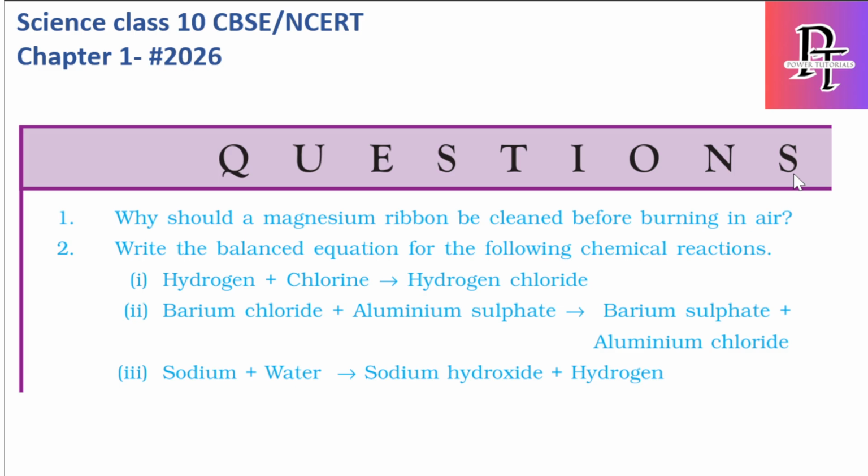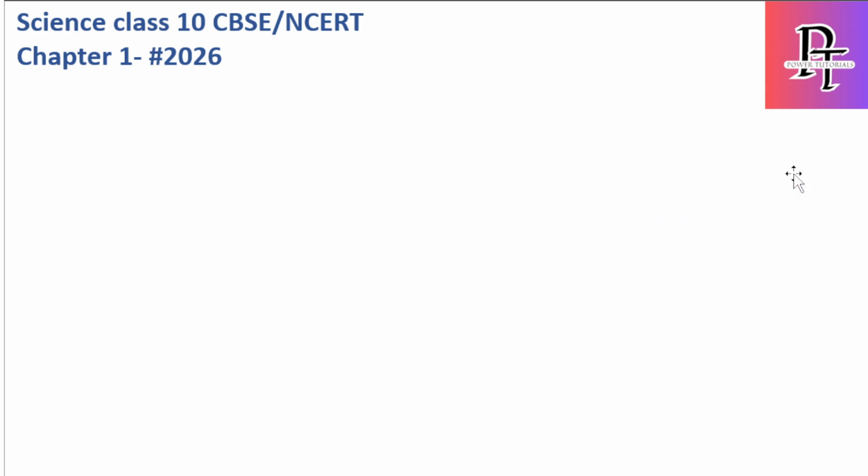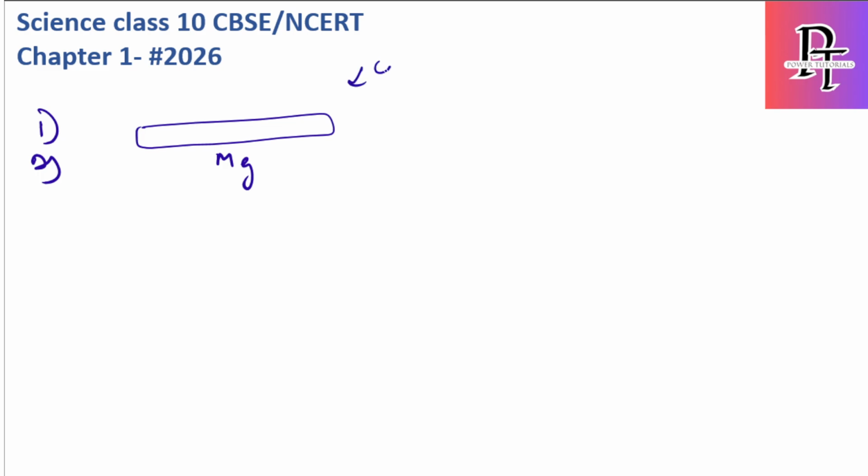Why should a magnesium ribbon be cleaned before burning in air? Okay, so let's answer this. Why should the magnesium ribbon be cleaned? Suppose this is magnesium, and here in the air we have oxygen. When these two combine, it will form a magnesium oxide layer above it, and it will not allow further oxidation of the remaining metal. So this is nothing but magnesium oxide.